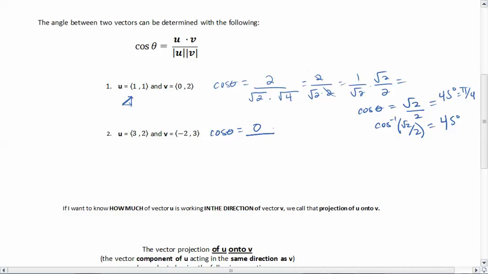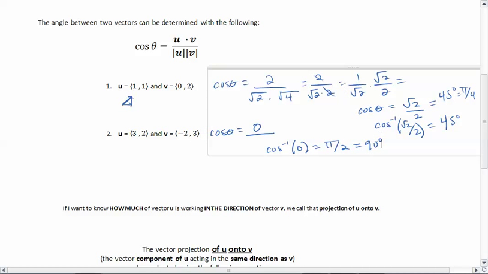Because we have cosine theta equals 0, the dot product is going to be 0. What is our theta? We could do cosine inverse of 0, but you should also know that this happens at pi over 2 or 90 degrees, right? Because they are perpendicular to each other, that's what this means.